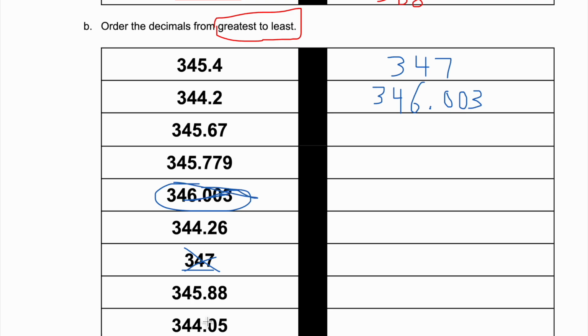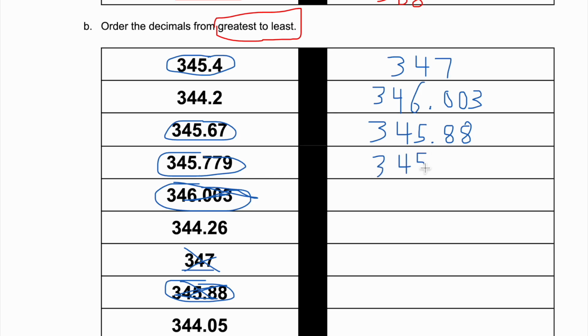Okay. Now I'm looking for 345. We got 1, 2, 3, 4 of those. Of those 4, I want the greatest first. So 8 in the 10th place, 7, 6, 4. Okay, so 8 in the 10th place. This one goes first: 345 and 88 hundredths. So that one's done. Now next, 7, so 345.779, or 345 and 779 thousandths.